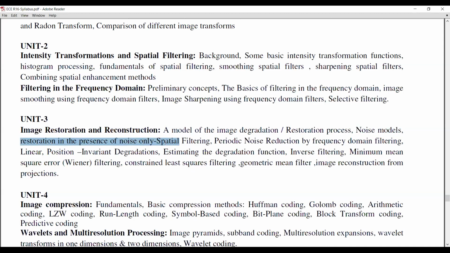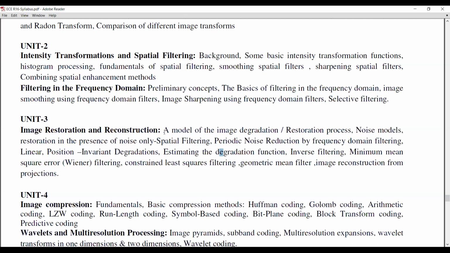and we are going to learn about restoration in presence of noise only, and we are going to learn about spatial filtering and periodic noise reduction by frequency domain filtering, linear position invariant degradations, and estimation of degradation function. And we are going to learn about inverse filtering and minimum mean square error, that is called linear filtering. And we are going to learn about constrained least square filtering and some geometric mean filtering and image reconstruction from the projections. These are the topics which we are going to learn in the third unit.